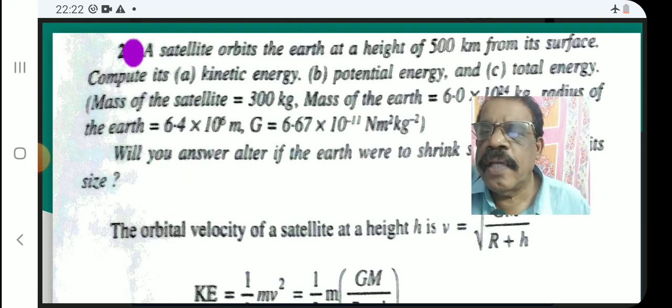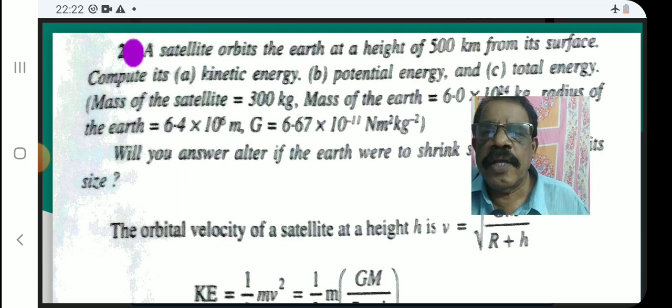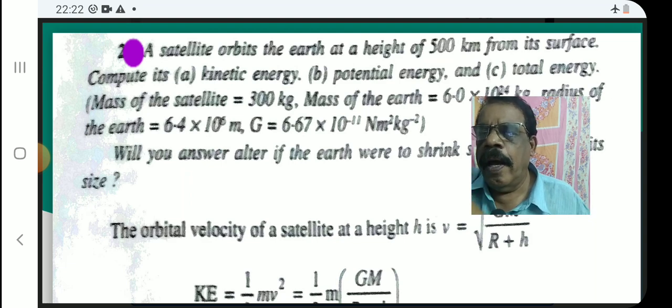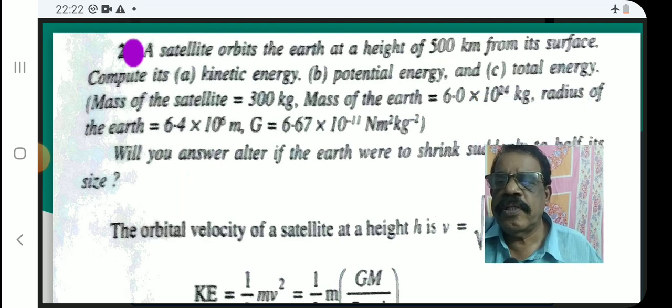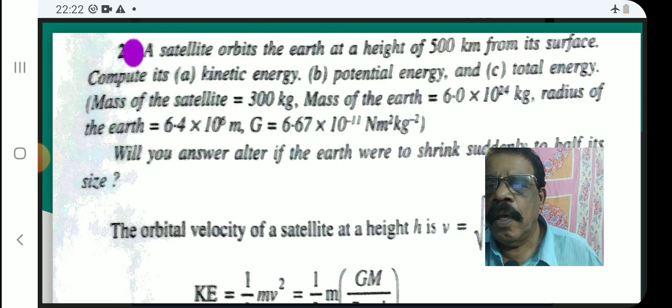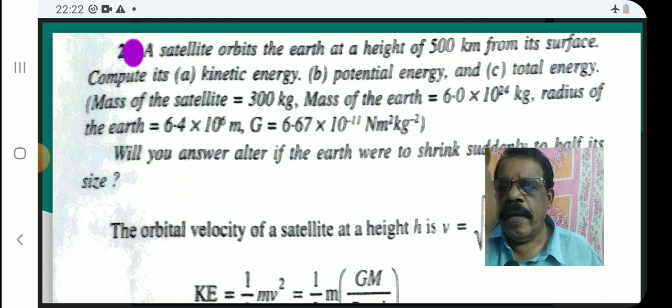A satellite orbits Earth at a height of 500 km from the surface. Compute its A kinetic energy, B potential energy, and C total energy. Mass of satellite 300 kilogram. Mass of Earth 6.0 into 10 raised to 24. Radius of Earth is 6.4 into 10 raised to 6 meter. G is given. Write your answer.